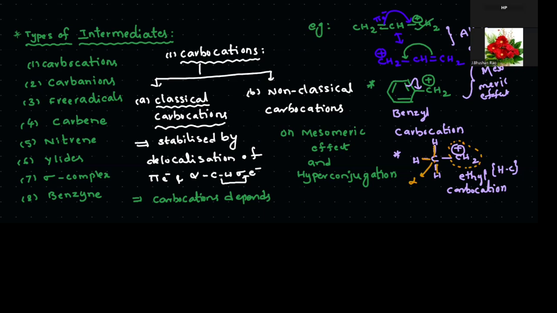Now this kind of process is called hyperconjugation. So majorly, which one here? Mesomeric effect and hyperconjugation. So this carbocation depends on the mesomeric effect and hyperconjugation. By using this we can stabilize the given carbocations. That kind of carbocations are called classical carbocations. Okay. Next, another one. So the second one is non-classical.